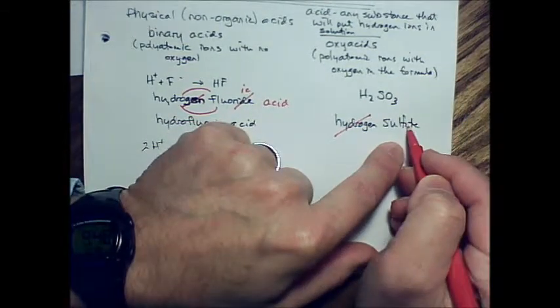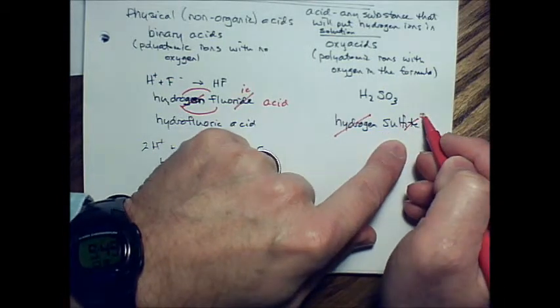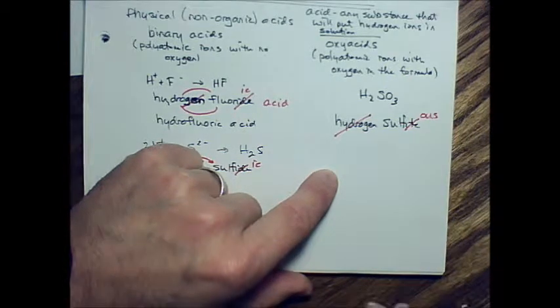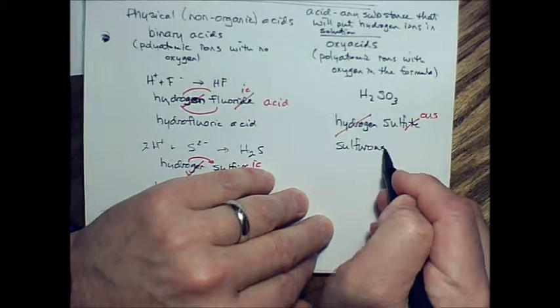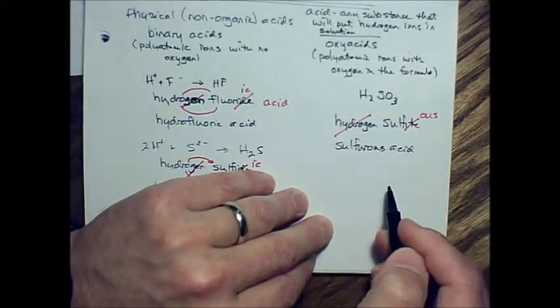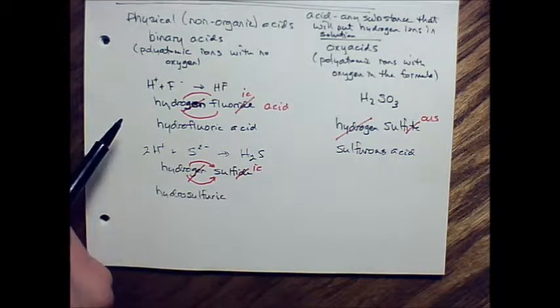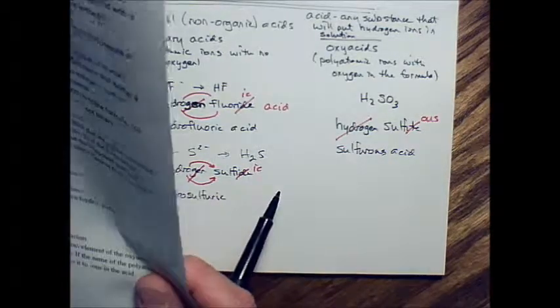Ate endings get changed to ic as well, but ite endings get changed to OUS. And again, with sulfur, we put that UR back on there, we get sulfurous acid. So we drop hydro off any acids that have polyatomic oxyanions. Now, the ate and ic stuff is all up here in the definitions. Make sure you read the definitions and get this worksheet done tonight, okay?